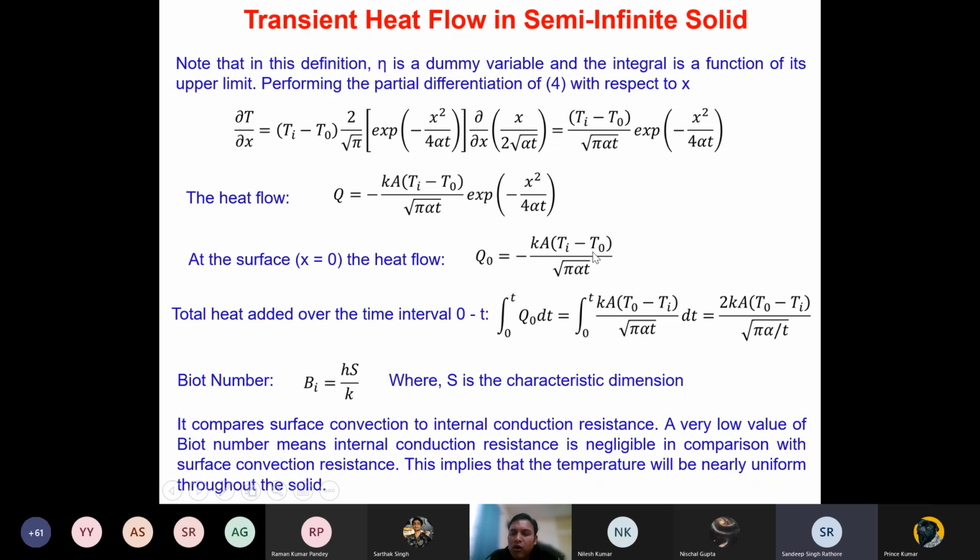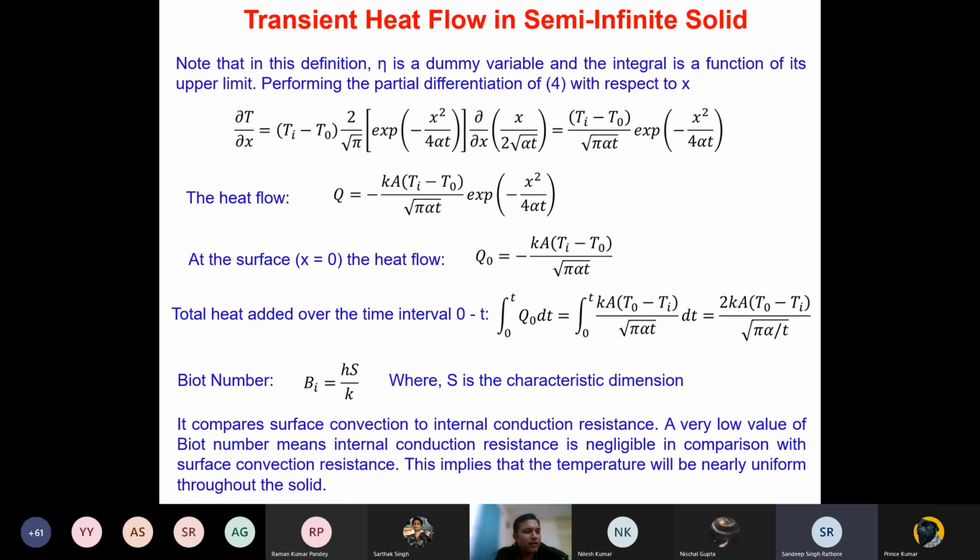So this minus sign we have got rid of by changing this t naught. We have interchanged this. So this difference we have now calculated as t naught minus ti. So 2 Ka (t naught minus ti) divided by under root pi alpha by t. That is what is going to give us the total heat added over the time interval 0 to t. Do you all agree? Is it clear to everyone what we are doing?